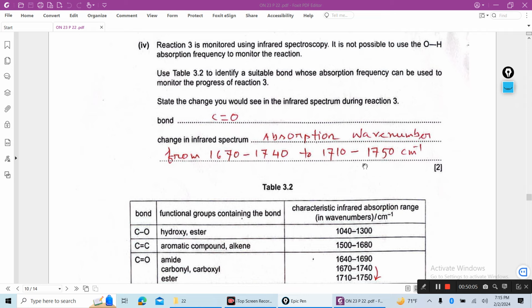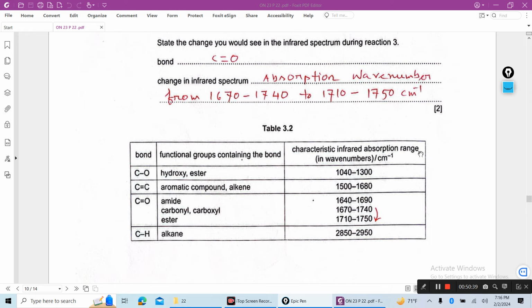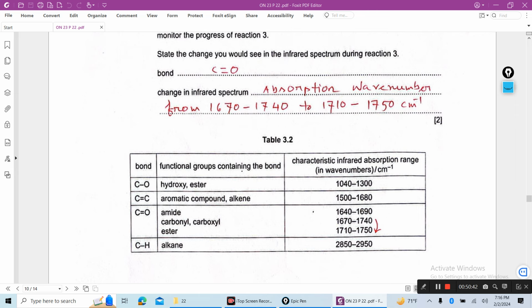Now you see the answer. Yes, the bond is C=O, carbon oxygen double bond. Change in infrared spectrum absorption wave number from 1670 to 1740, to 1710 to 1750 per centimeter. These values are given, you see in your table here. Here the value is given, this value changes.